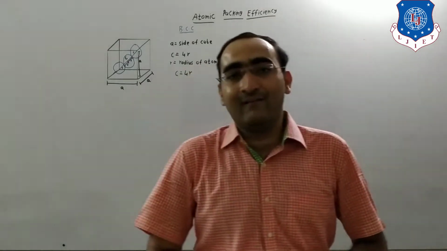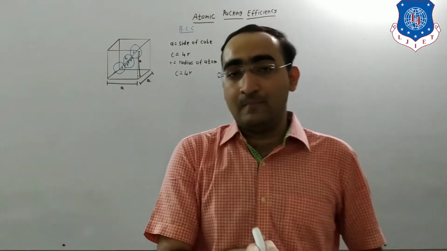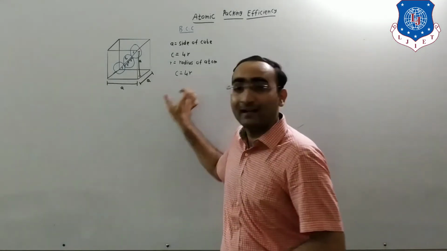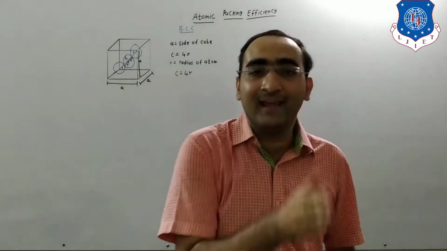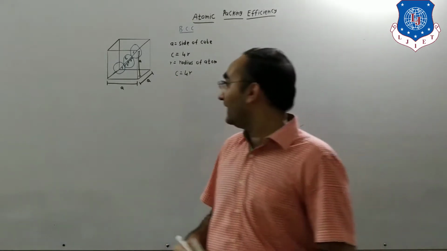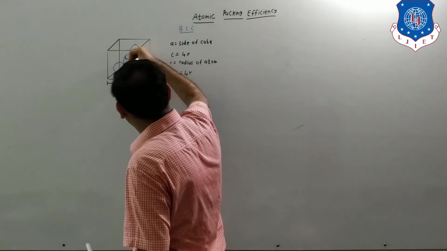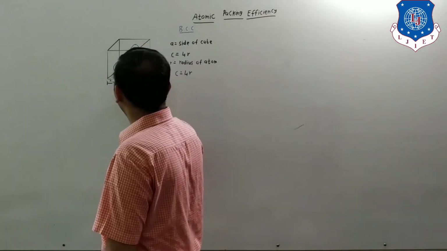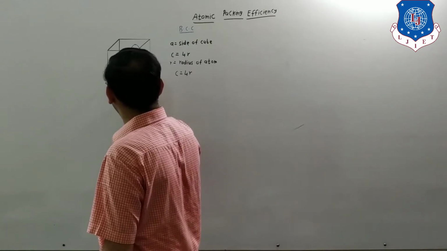Now, what do we require, as I told you earlier in a simple cubic? We require the relation between A and R, but we are not getting it from this. So what will we take? We will go over the base, that is this area.